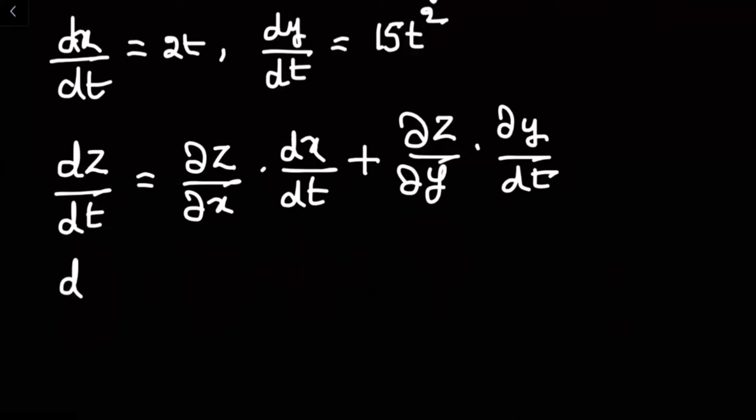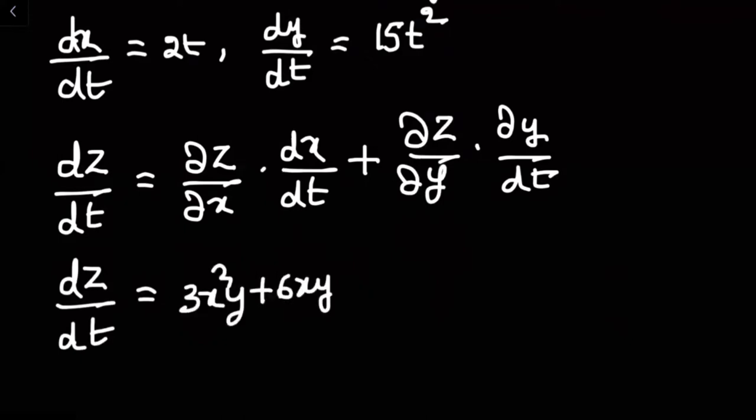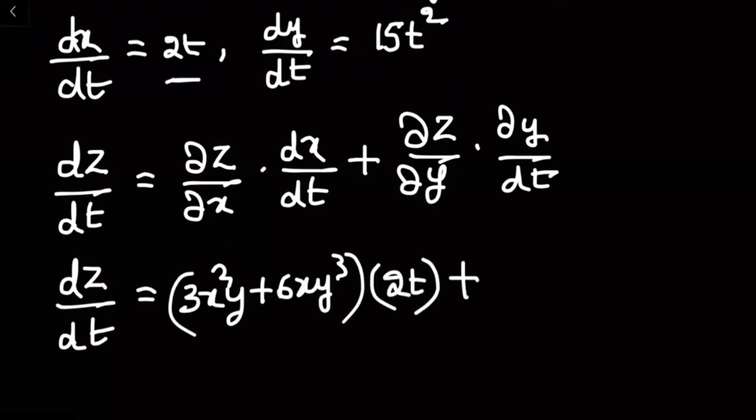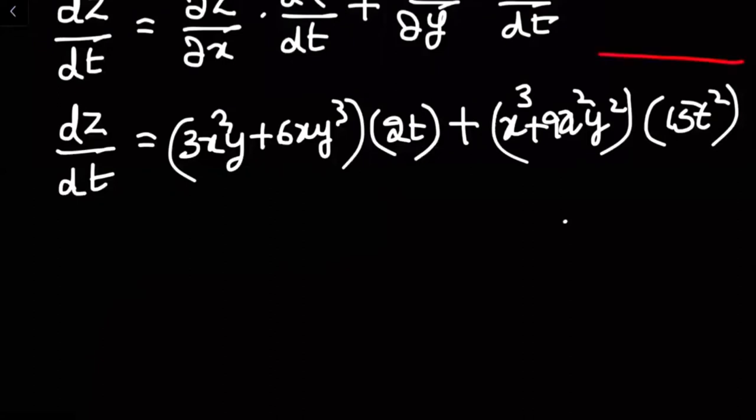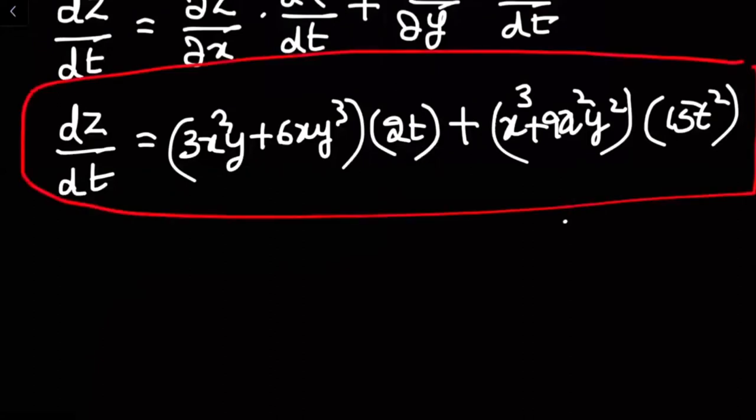Let us substitute the values here. For dz by dt, we got 3x squared y plus 6xy cubed times dx by dt, which is 2t, plus dou z by dou y, which gives x cubed plus 9x squared y squared, times 15t squared. This is what we get. This is the solution for this chain rule of partial derivatives.